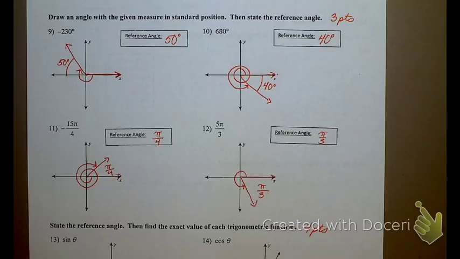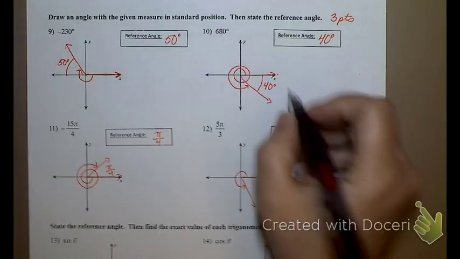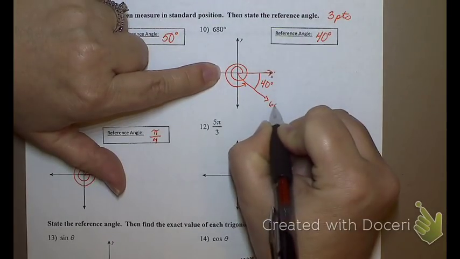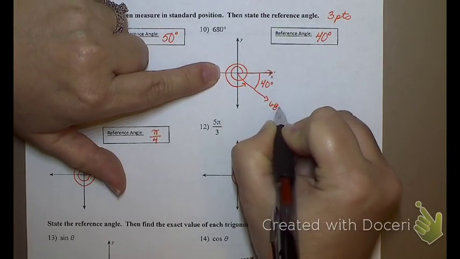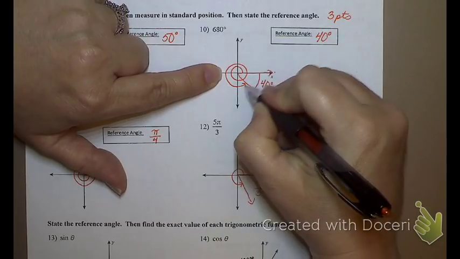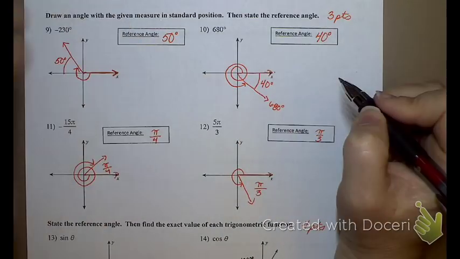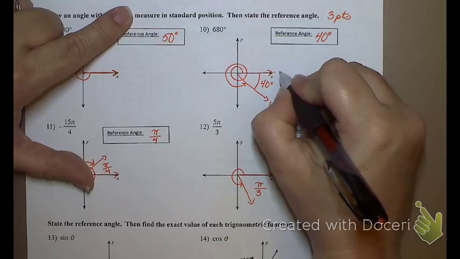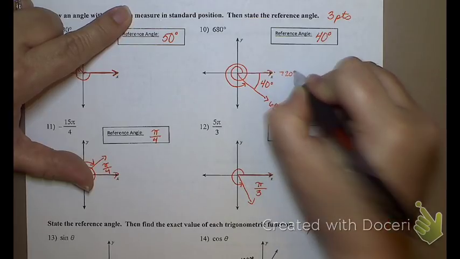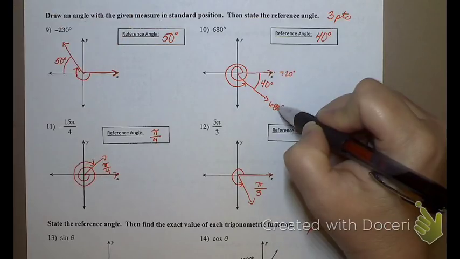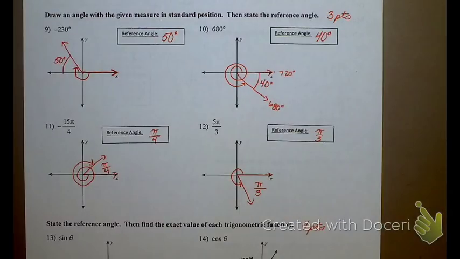Yes, sir? How do you find the reference angle from number 10? Number 10, because I knew that I had gone 680 degrees. And I know that 2 full revolutions is 360 plus 360, which is 720 degrees. So I just basically counted from 680 to 720, which is 40 degrees. Okay?